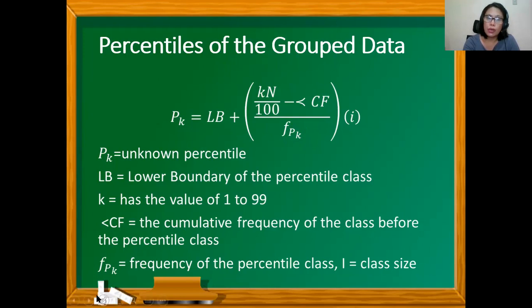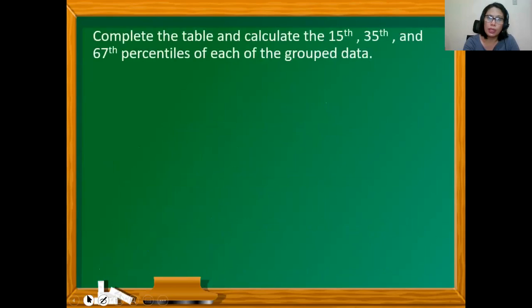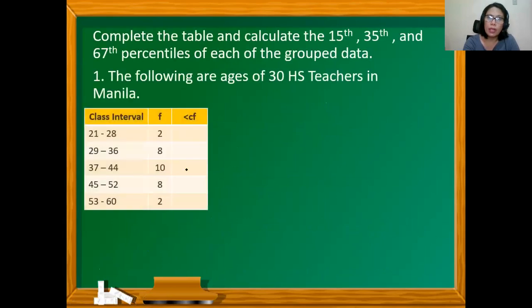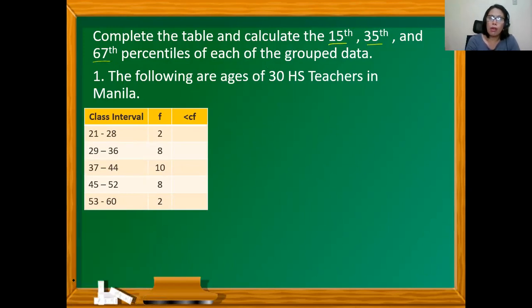So let's work on calculating for some percentile values of a group data. Like for this one, we're going to work on the 15th, the 35th, and the 67th percentiles. So same with median and quartiles, we have to work on completing this table first and then work on the percentile class, then eventually calculate for whatever is asked in the problem.